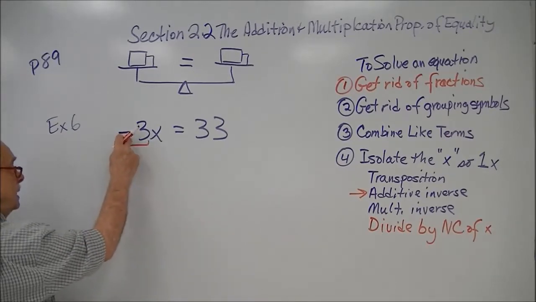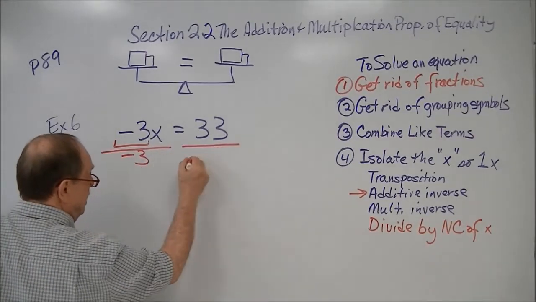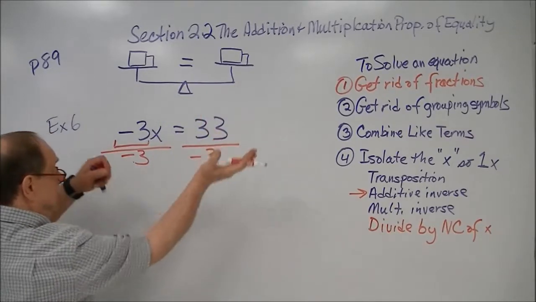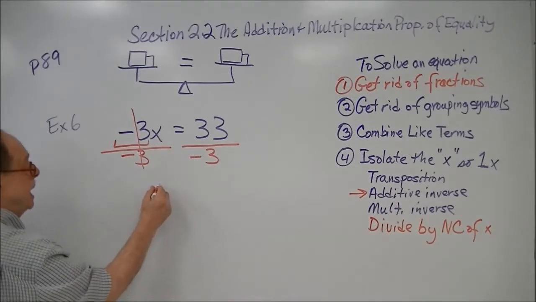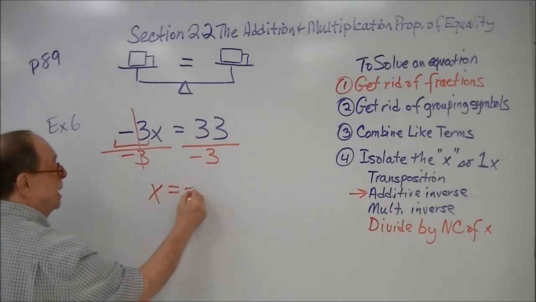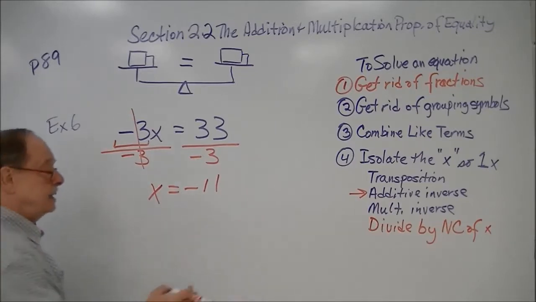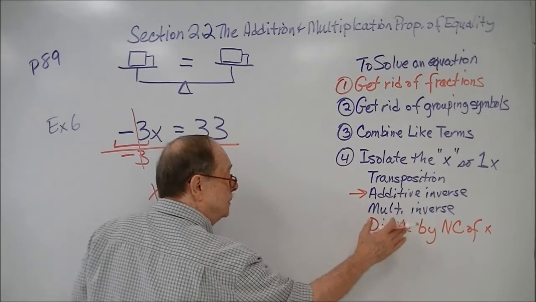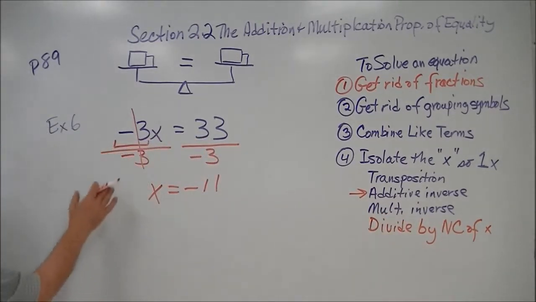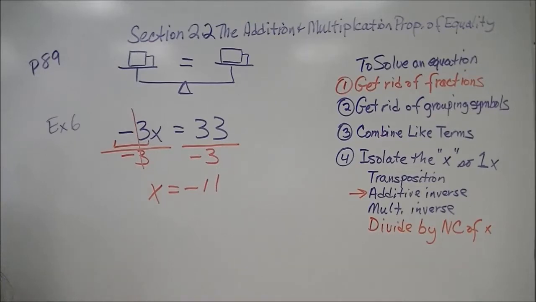So if we divide this term by a negative 3, and this side by a negative 3, we have kept the balance, but now the negative 3's cancel out. And we have x then equals a negative 11. Now this is a technique we're often going to use. We're going to be dividing something by the numerical coefficient of x, whatever that is, once we've isolated the x term. That's a good method. And we get our solution.